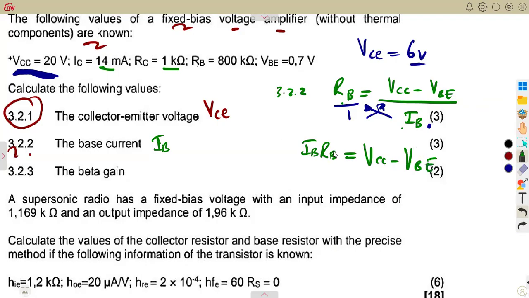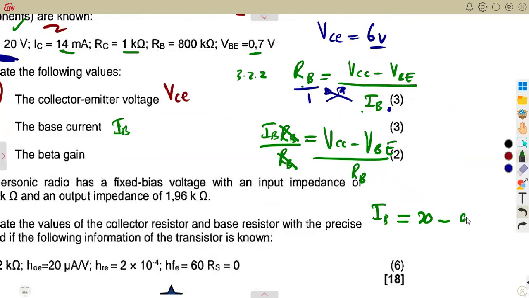Remember what you need to calculate is IB. So simply divide by RB on both sides. You remove this RB by dividing by it. So IB is given as VCC, which is 20, minus VBE, which we are given as 0.7, all over RB, which we are given as 800 kilo ohms times 10 to the exponent of 3. So that is going to give us the base current.